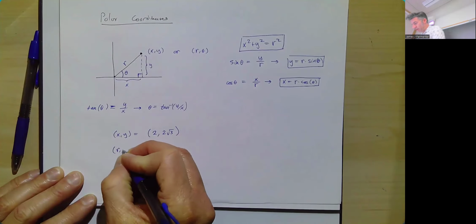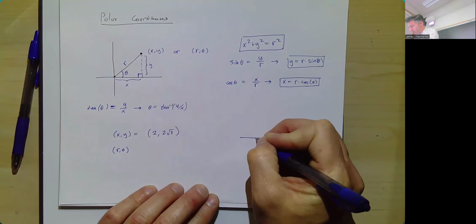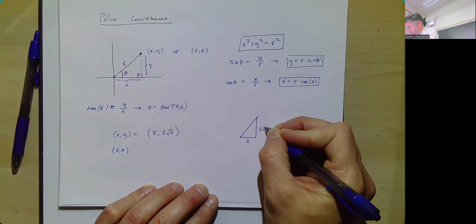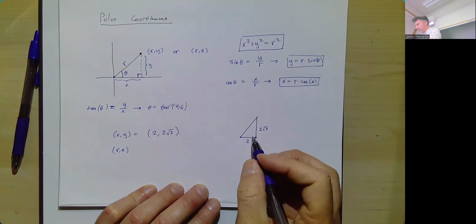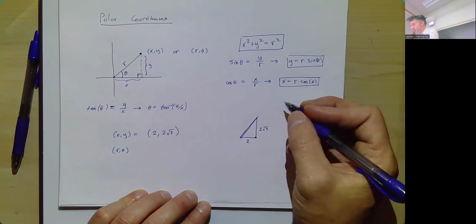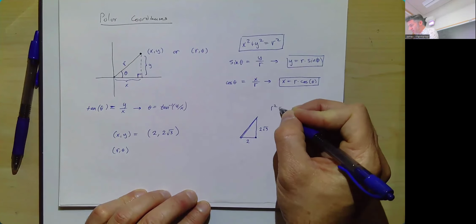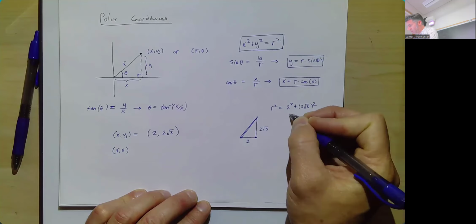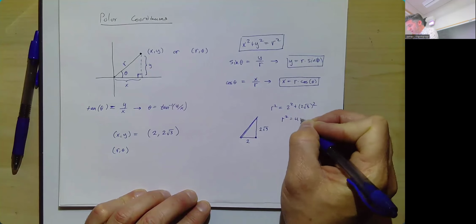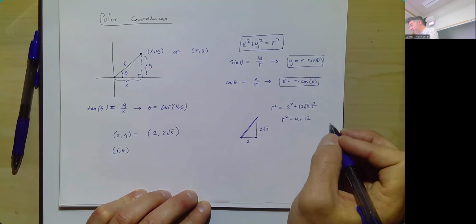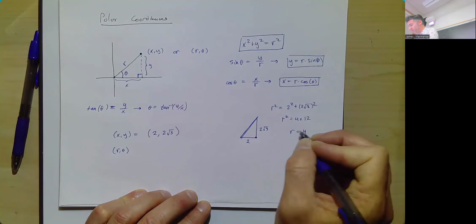Equivalently, for r theta, if I draw this triangle here, where this side is 2 and this side is 2 root 3, then this length here I could find using the Pythagorean theorem. R squared is equal to x squared plus y squared. So r squared is equal to 4 plus 4 times 3, which is 12. 4 plus 12 is 16. The square root of 16 is 4.